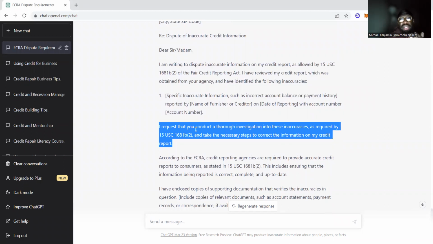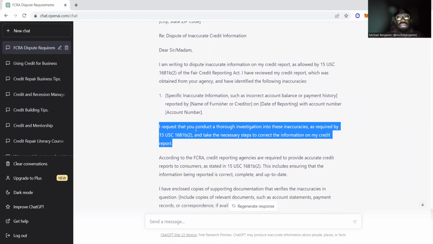"I request that you conduct a thorough investigation into these inaccuracies." Let's stop there. The Fair Credit Reporting Act, if you go to the congressional findings section, which is the very first section when you're reading the law, talks about conducting a reasonable investigation, reasonable procedures to conduct an investigation. So I like that they put that. Shout out to ChatGPT. "As required by 15 USC 1681b(2)."